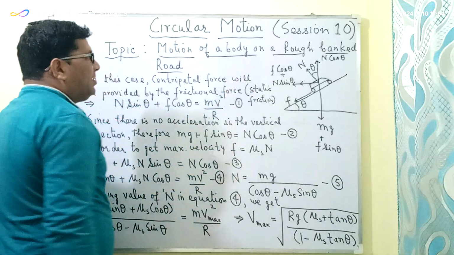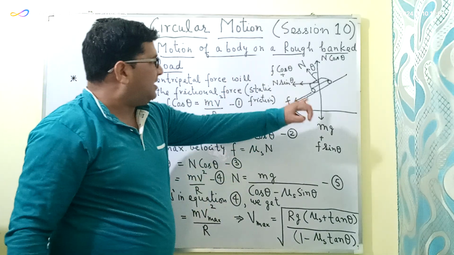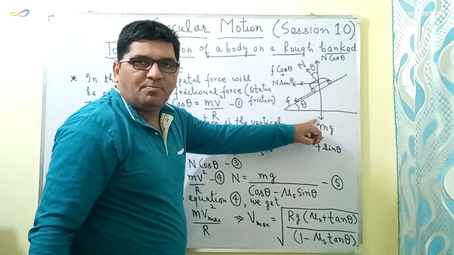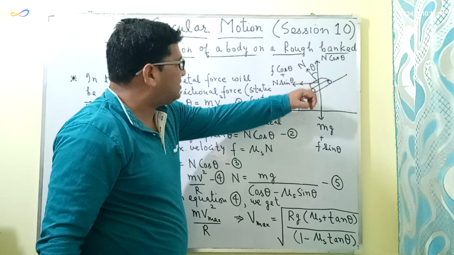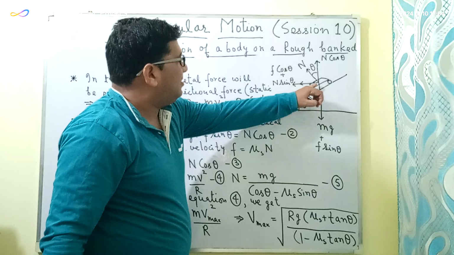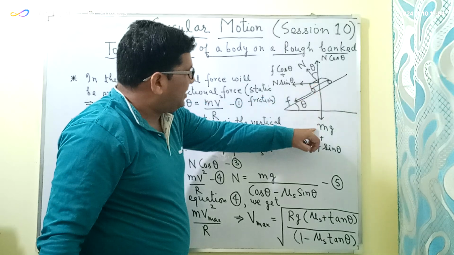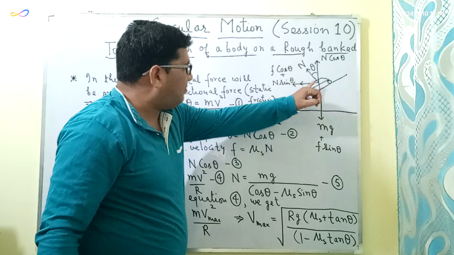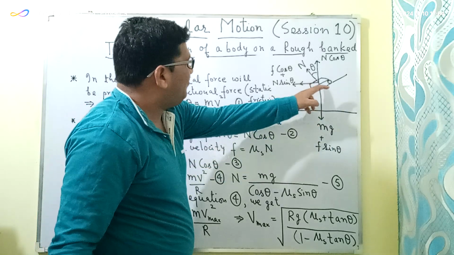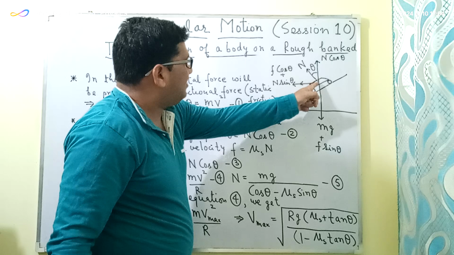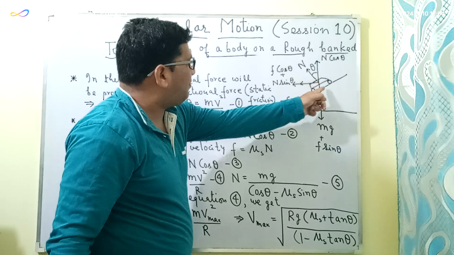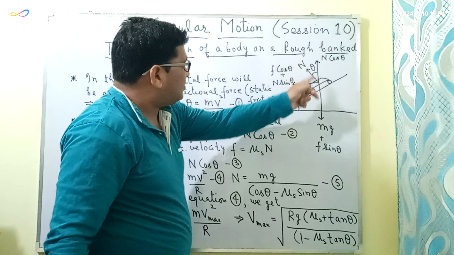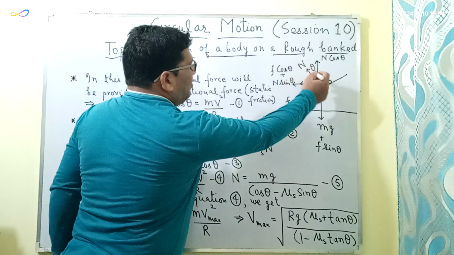When a body is moving on a rough banked surface, the weight of that body will be acting vertically downward. In this example, m is the mass of the car, so the weight of the car will be equal to mg, acting vertically downward, and there will be a normal reaction acting perpendicular to this plane.